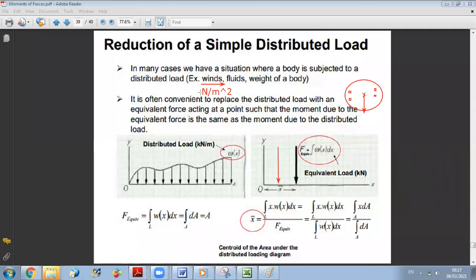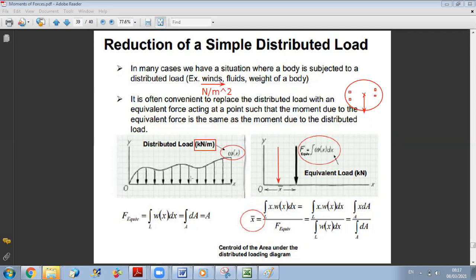Now, to start with, let us consider a general case. If I have a distributed load, as you can see here it's a linear load. So when it is distributed on a line, we call it linear distributed load. And its unit will be Newton or kilonewton per unit length. So here it's kilonewton per meter. While if it is distributed on an area, we give it in Newton per meter square. Okay? So here, I have a linear load acting on my system.